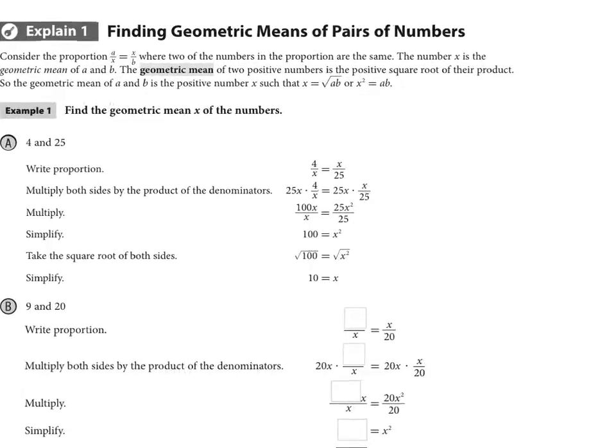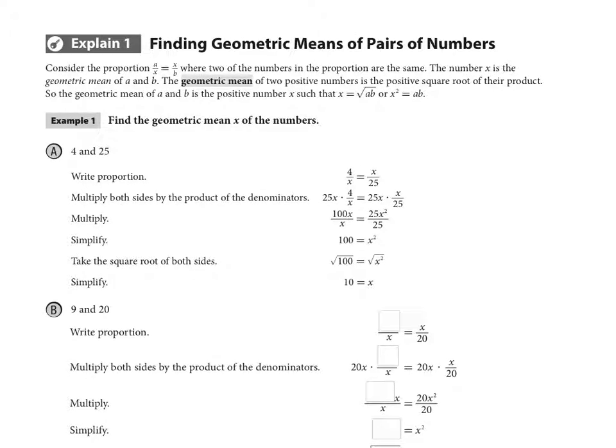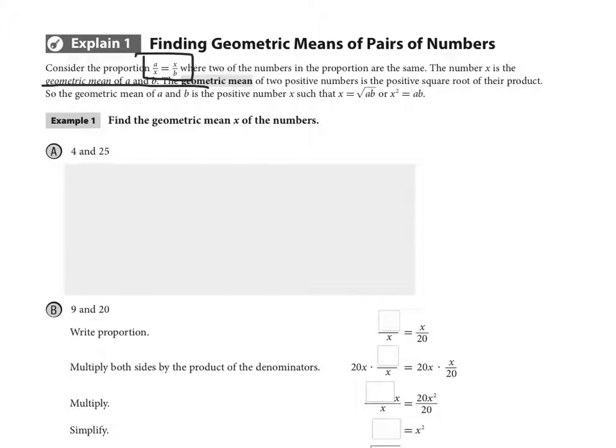looking at page 665, and it's finding the geometric means of pairs of numbers. So if you look right here, it says consider the proportion a over x equals x over b, where two of the numbers in the proportion are the same. The number x is the geometric mean of a and b. And so that's how you set these up. So when it says find the geometric mean in the following problem.